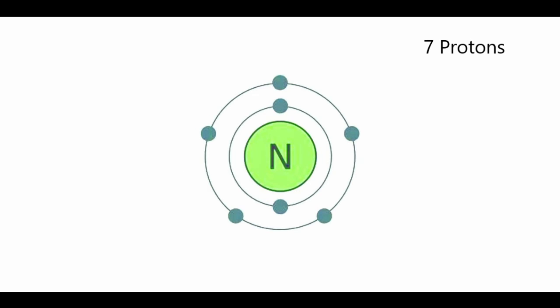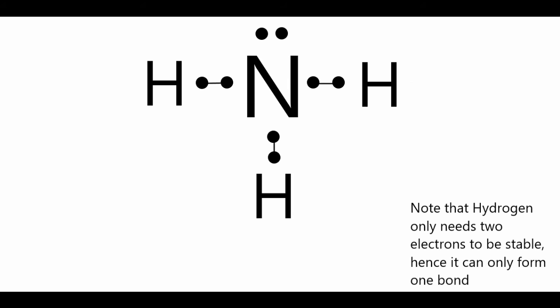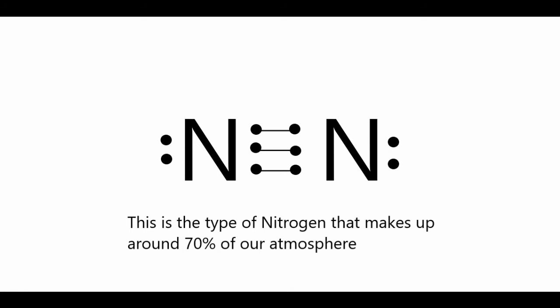Nitrogen has 7 protons, meaning it has 7 electrons, 2 in its innermost shell and 5 in its valence shell. To fill up its valence shell, it will form 3 bonds with other atoms. It is also very commonly found triple bonded to other nitrogen atoms.